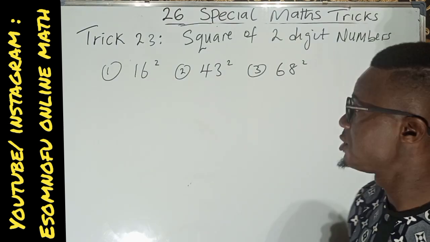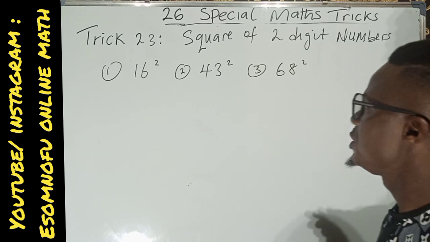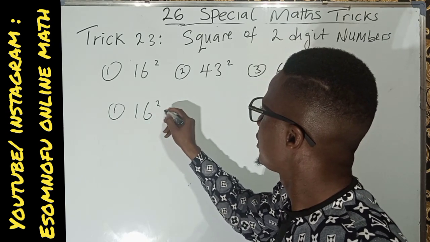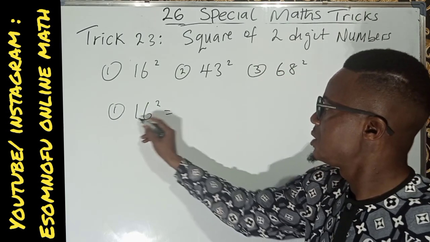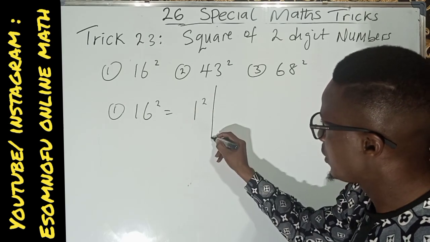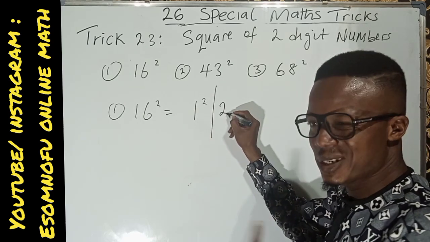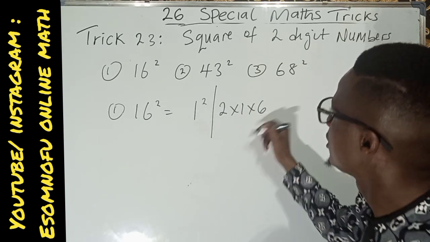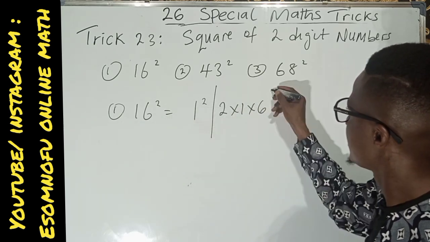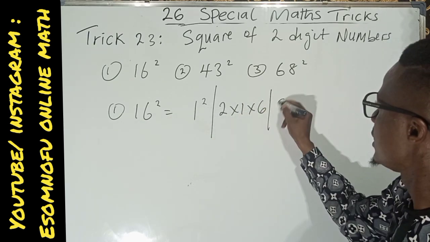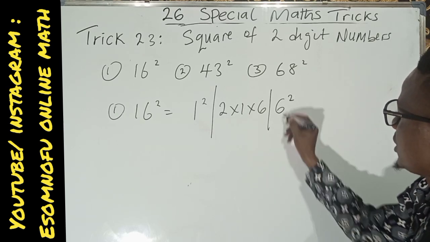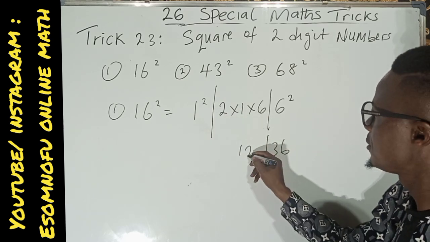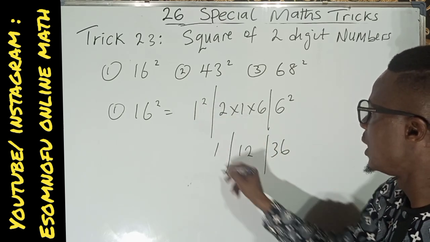So let's go to trick number 23. Okay, in trick number 23, we'll call it the square of two-digit numbers. I can actually get the square of 16 without using a calculator. The first digit here is 1. I will say 1 squared, separate it. Then get 2. This 2 is a constant. Use the 2 to multiply the individual digits that make it up. So I have 2 times 1 times 6. Then the last digit is 6. Square it. 6 squared is 36. 6 times 1 is 6, times 2 is 12. 1 squared is still 1.